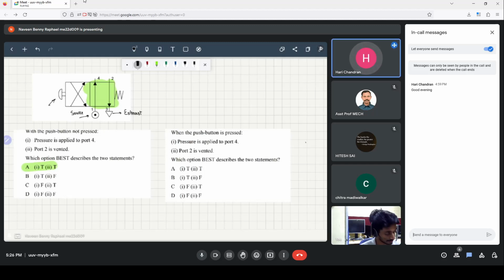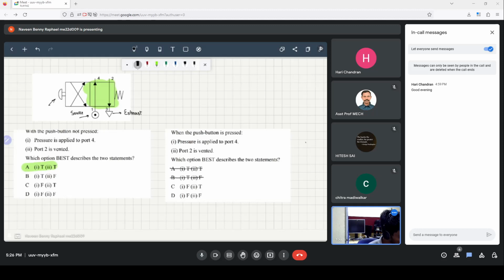I think both are false. Okay, let's see about that. Give me a second. If the push button is pressed, the source, which is in port 1, will give pressure to port 2. Therefore, 1 is false. We can strike these off.